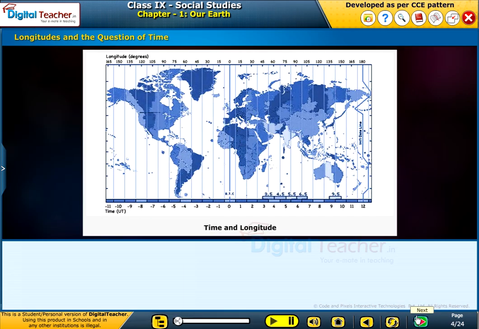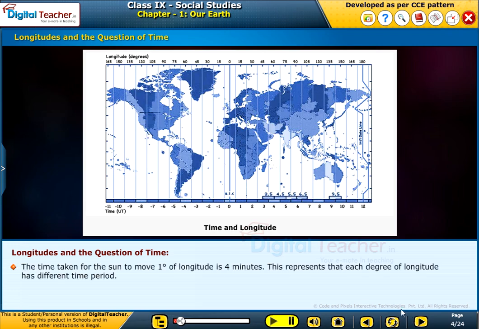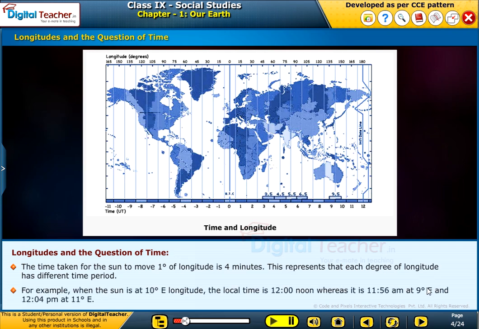Let us study about longitudes and the question of time. The time taken for the sun to move 1 degree of longitude is 4 minutes. This represents that each degree of longitude has a different time. For example, when the sun is at 10 degrees east longitude, the local time is 12 noon, whereas it is 11:56 am at 9 degrees east and 12:04 pm at 11 degrees east.